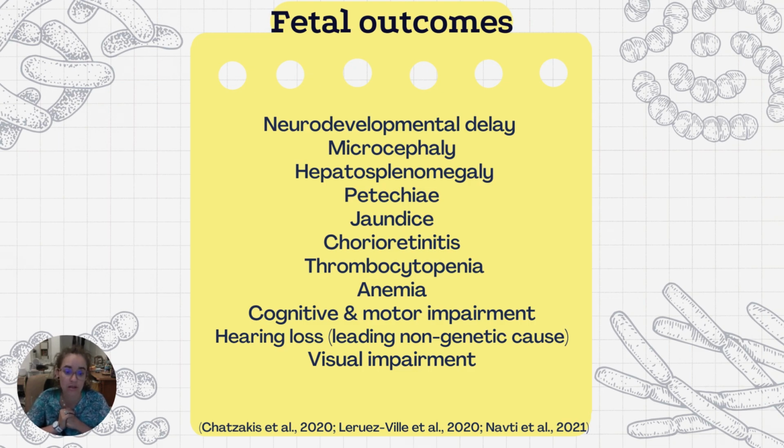Jaundice as well. This is not the normal physiological jaundice that starts developing between day 3 to 5 after the baby's born. But this is more of jaundice within the first 24 hours. Chorioretinitis, which is the choroid and the retina that's inflamed. And that can also lead to visual impairment, thrombocytopenia, anemia, and this is congenital anemia. And then also the biggest one that I want to focus on is hearing loss.